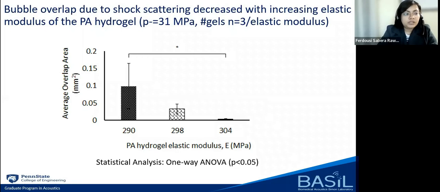Overall, a trend is observed: with increasing elastic modulus, shock scattering induced bubble formation site consistency is reduced. Also, the average bubble overlap area for the lowest elastic modulus gels was found to be significantly larger than that of the highest elastic modulus gels.